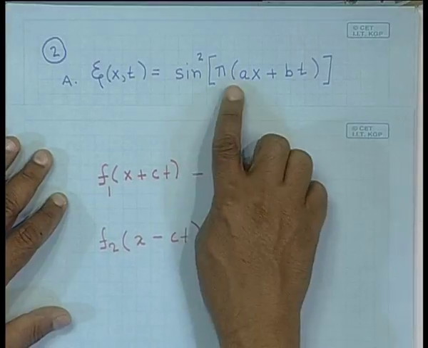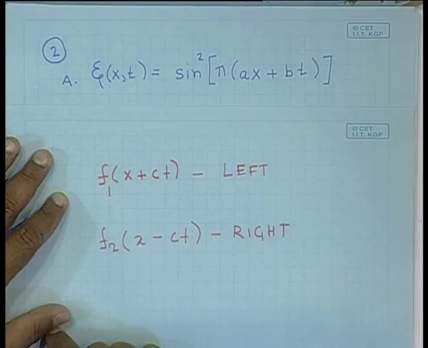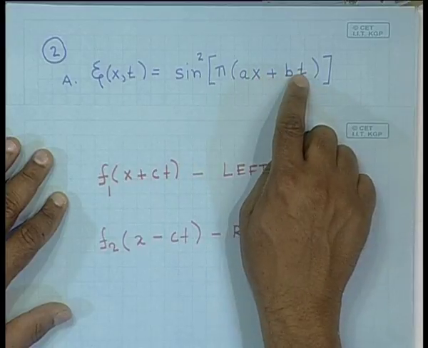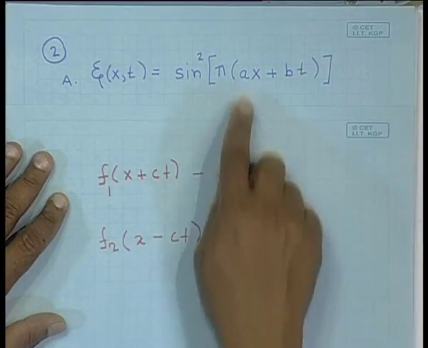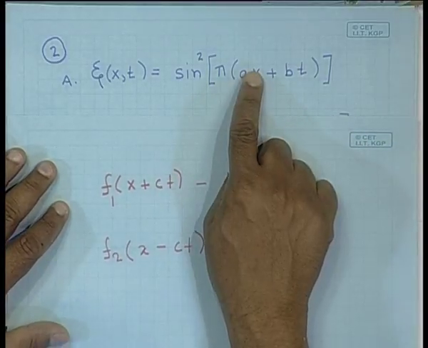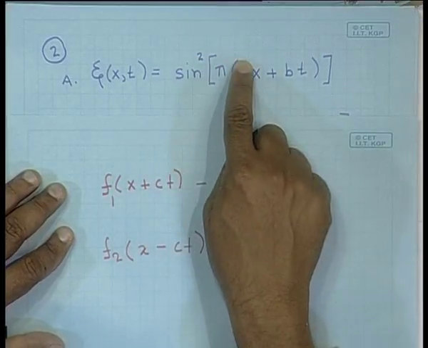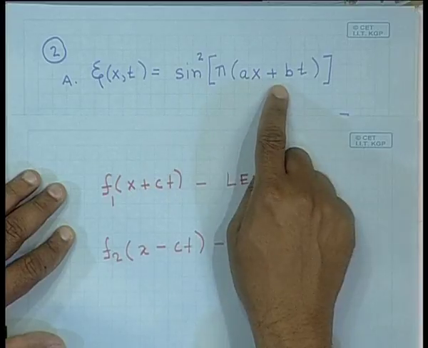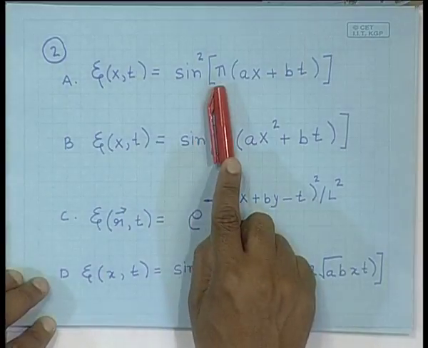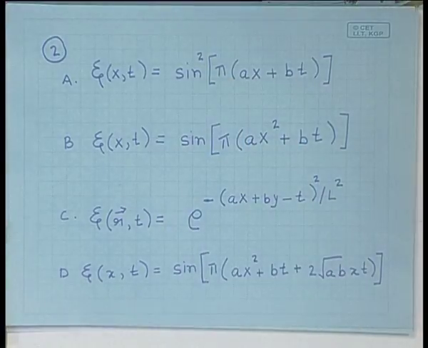Now, it should be clear that if a and b are both positive, then this is a left travelling wave, which travels along the negative x axis. If one of them is negative and the other is positive, then it is a right travelling wave. Again, if both are negative, it is a left travelling wave. So, this does represent a travelling wave. It is of the form where it is a function of x plus some constant into time. So, if you interpret this as x plus a constant into time, that constant is the speed of the wave.